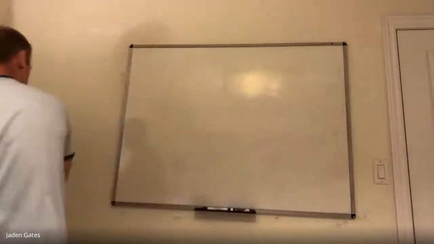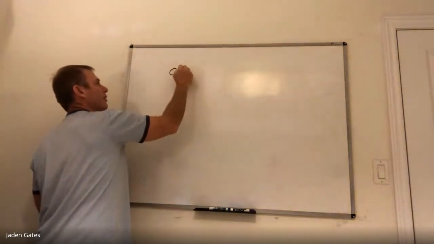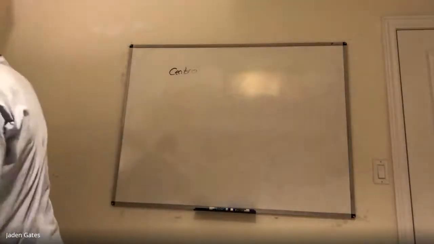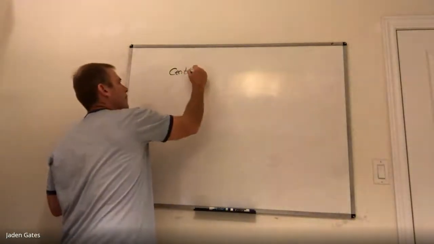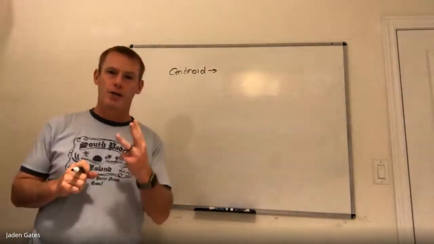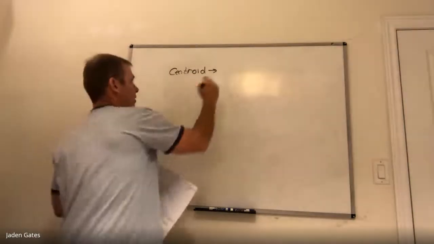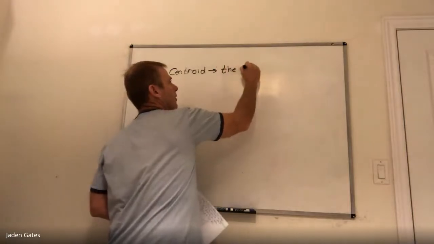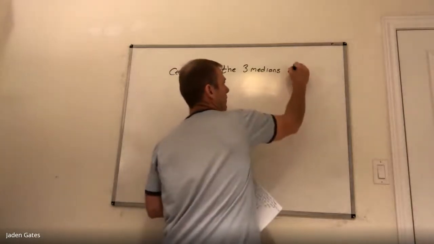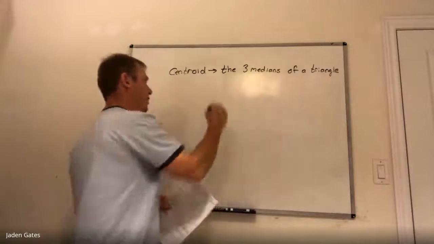Now, it's something a little new here, the centroid. Sounds complicated, doesn't it? Centroid. Now, the centroid is an interesting thing because, again, with a triangle, there are 3 vertices, so there are 3 medians. The 3 medians of a triangle meet at the centroid.